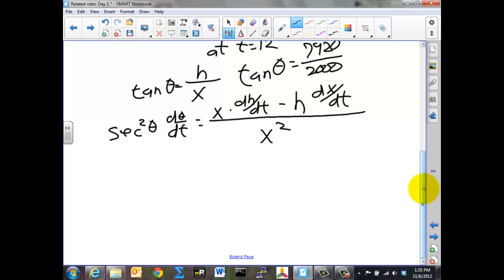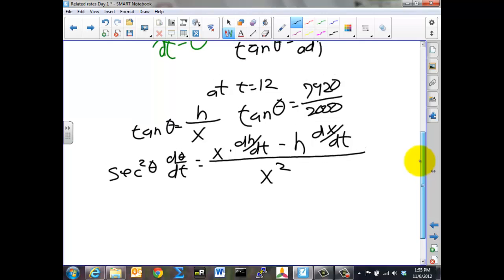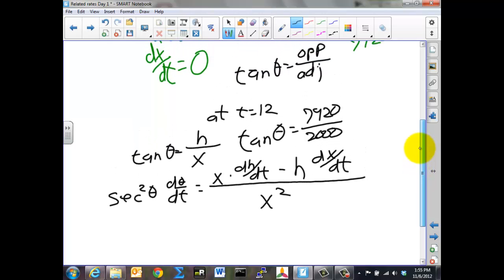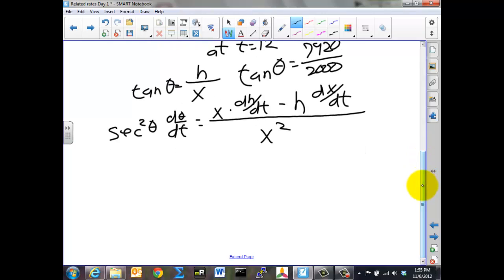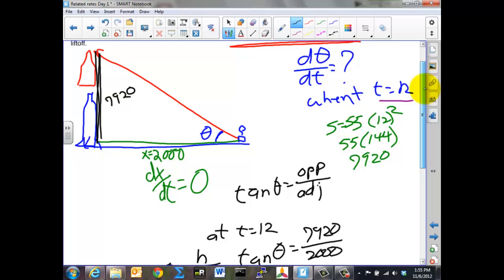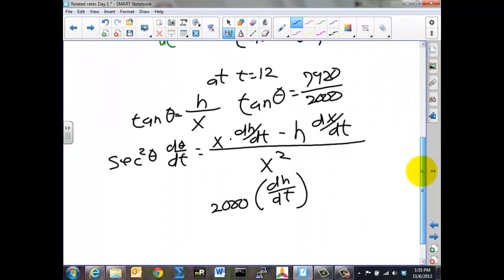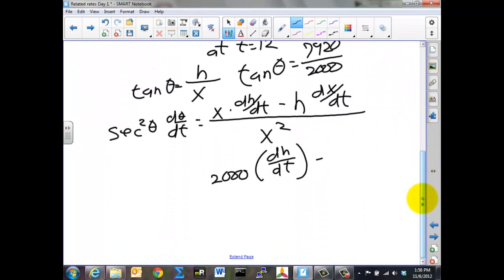Well, now we got a bunch of letters. Do we have any numbers we can plug in anywhere? Do we have a number for x? Yes, sir. All right, so we've got a number for x. Let's put 2,000 in there. Do we have a number for dh/dt? We don't know what it is yet, do we? I don't see anything written down anywhere. Do we have a number for h? Yeah, that's 7920.